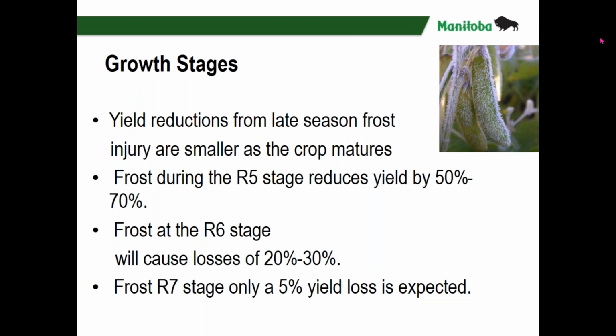Like I said, once you hit the R7 stage, that's what we always talk about, having mature pods on the plant, because then the yield loss significantly drops. This information comes from some research from down in the US, but this is what we use as our benchmark.